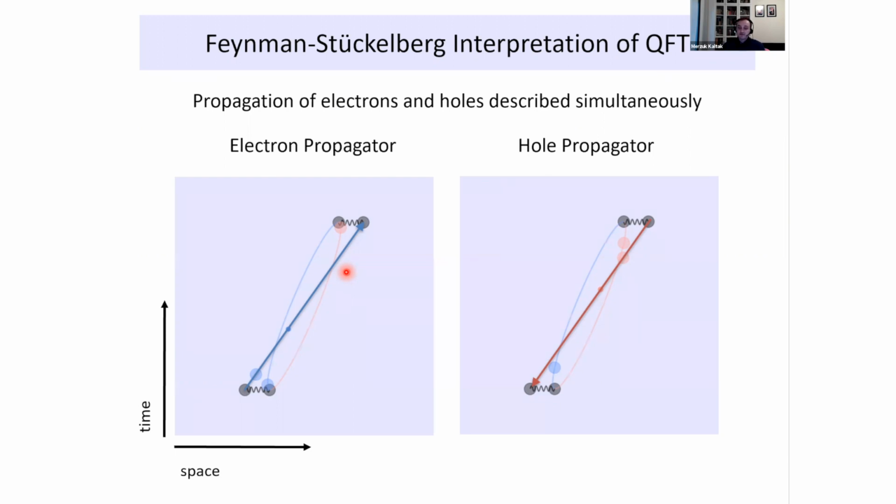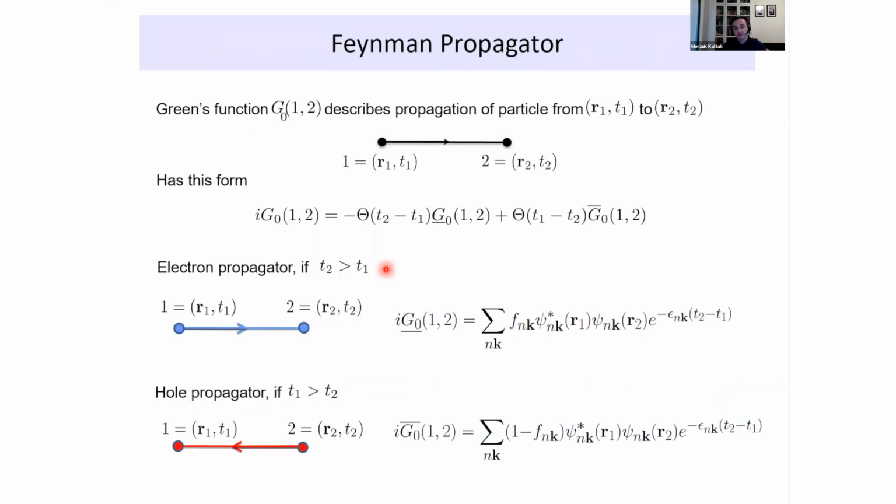Using this Feynman-Stückelberg interpretation of quantum field theory, propagation of electrons and holes are described simultaneously with the so-called Feynman propagator. So what is the Feynman propagator? It's nothing else than the free Green's function. It describes the propagation of a particle from 1 to 2. And this propagation can be separated into two contributions.